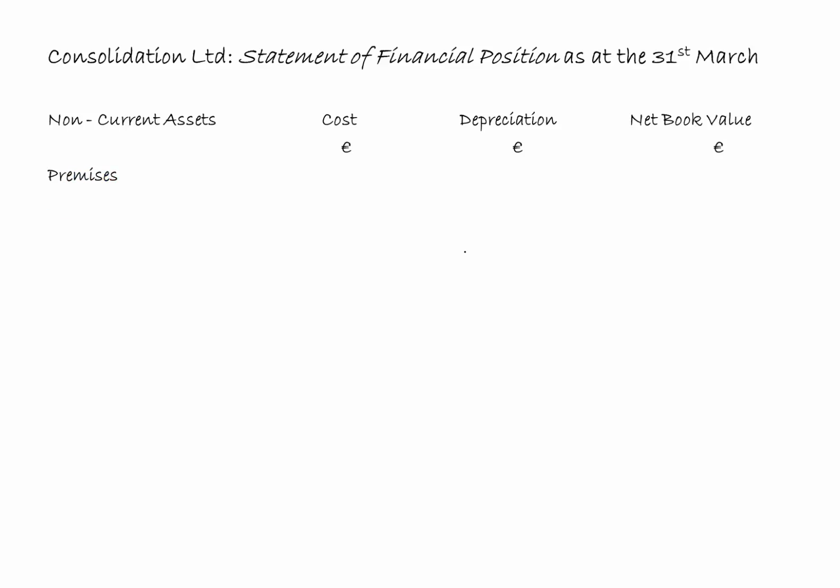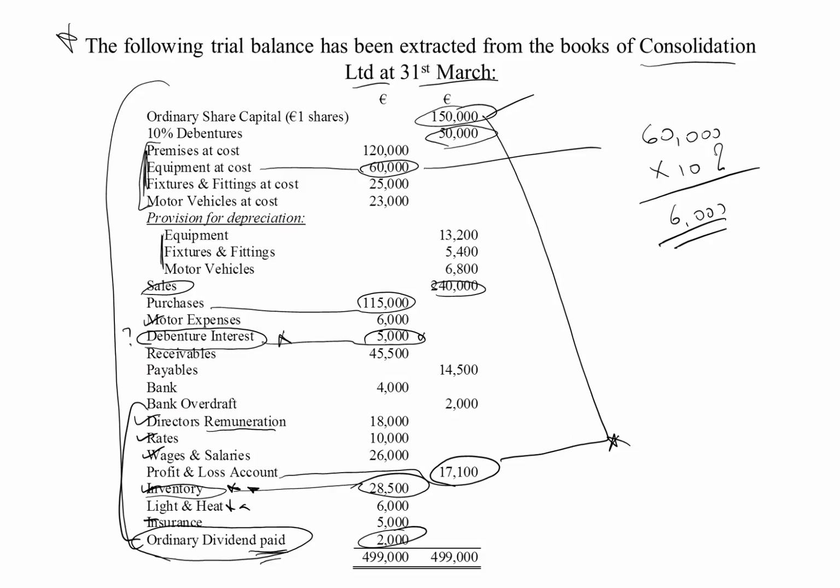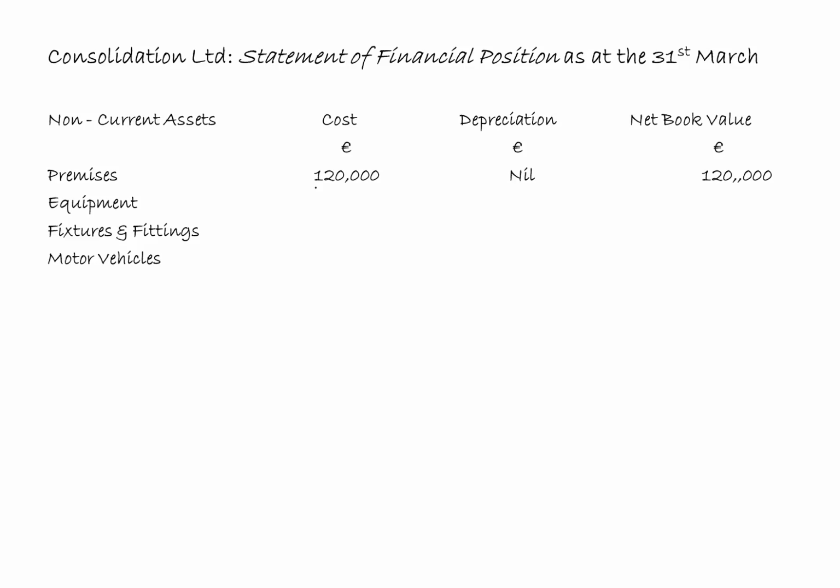So we'll have the premises, the equipment, the fixtures and fittings, and the motor vehicles. And we just mentioned there that there's no mention of any depreciation on the premises, so we put in a figure of nil. Now for the equipment, I'll just go through the workings on the equipment, and then you could have a go at the fixtures and fittings and the motor vehicles. So going back to the question here, we can see the equipment that cost 60,000. So that's the figure I need. I'm going to just write that in there.